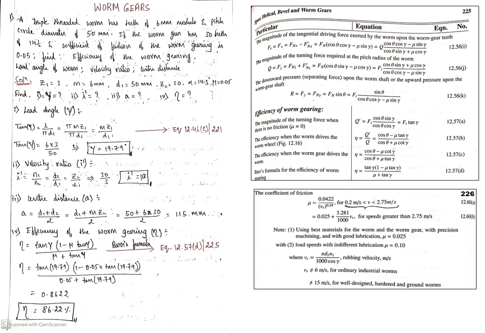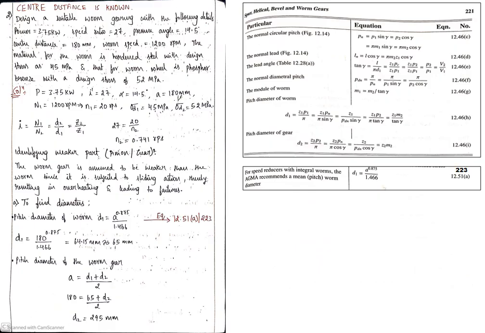So this is the next problem, which is a design problem, where the center distance is known. If the center distance A is given, let's see how to solve the problem. Design a suitable worm gearing with the following details. Power, speed ratio, and pressure angle are given. The center distance is given. This is the important thing. The worm speed N1 is given; take it in terms of RPS by dividing by 60.